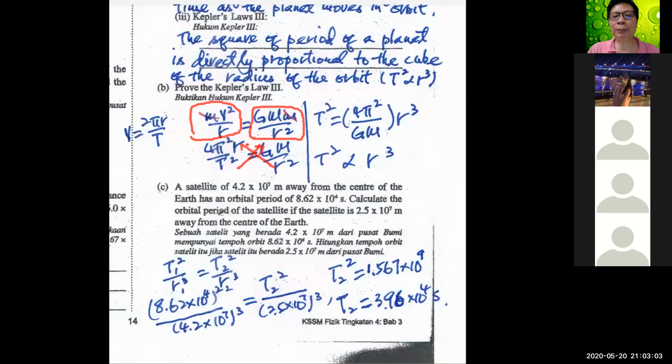Calculate the orbital period of the satellite if the satellite is 2.5 × 10 power 7 meters away from the center of the Earth. It is a different distance already. Just now this was the distance, then the period is this one.